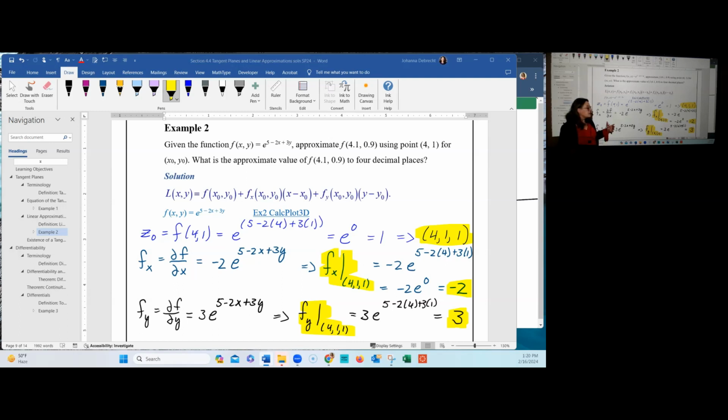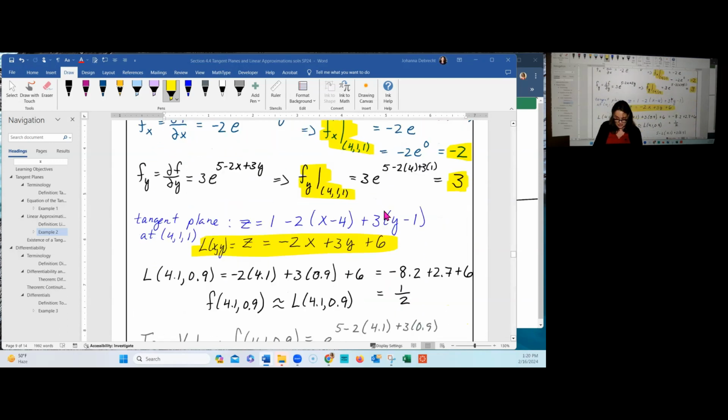The next thing that we do is we put these together into the equation for the tangent plane. The equation for the tangent plane is seen right here. Once we put those values into the equation for the tangent plane and simplify, we get z equals -2x plus 3y plus 6. This is the equation of the tangent plane or the linear approximation function.